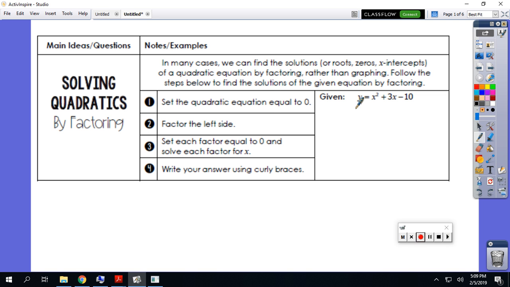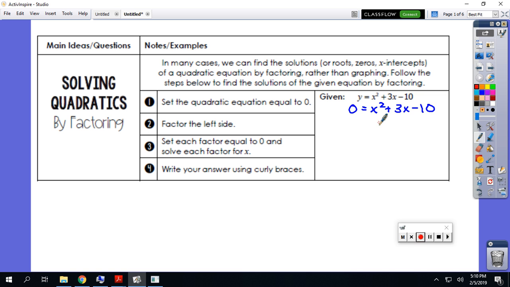So in order to solve this, I'm going to go ahead and set my equation equal to 0. So I am replacing my y value with 0. So I have 0 equal to x squared plus 3x minus 10. Next thing I'm going to do is factor.